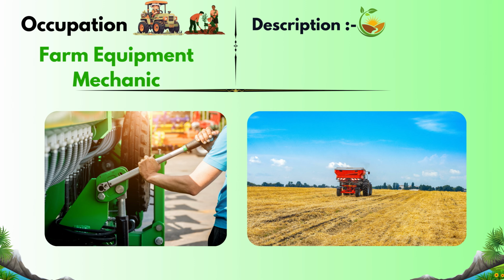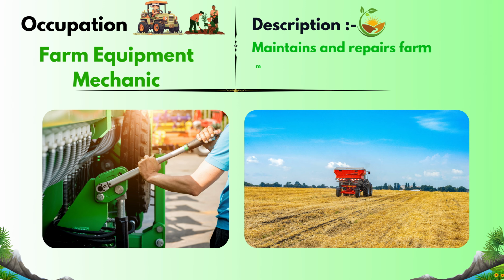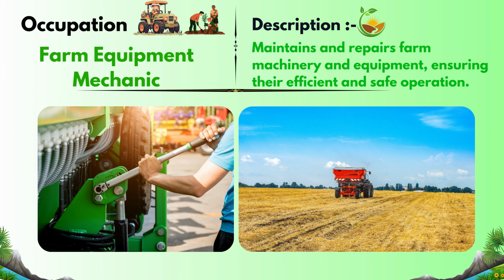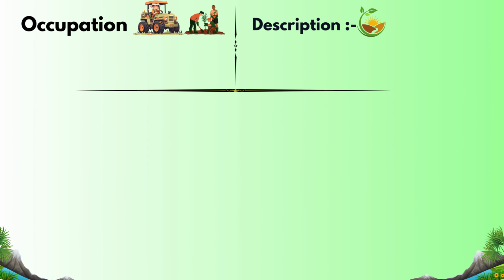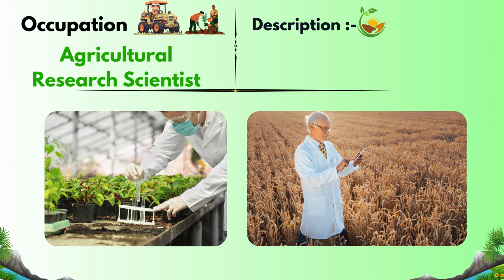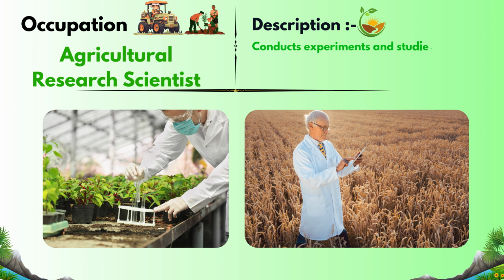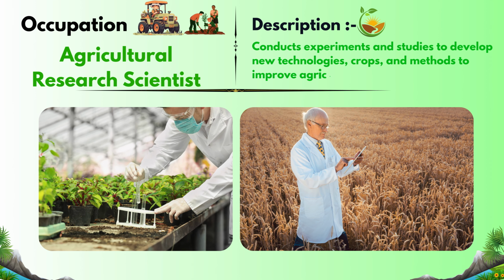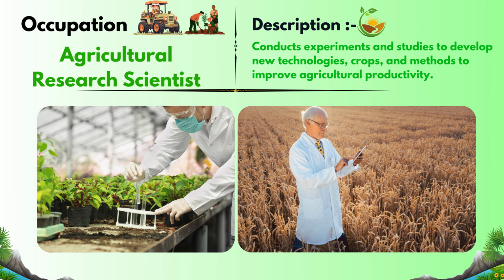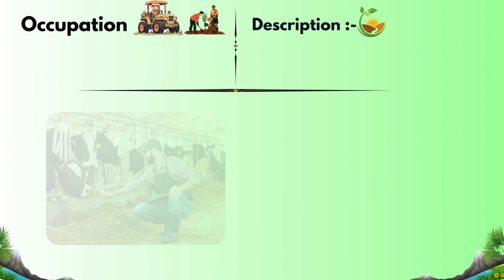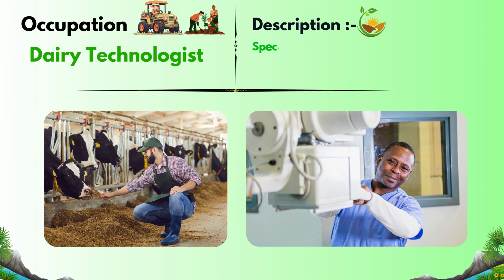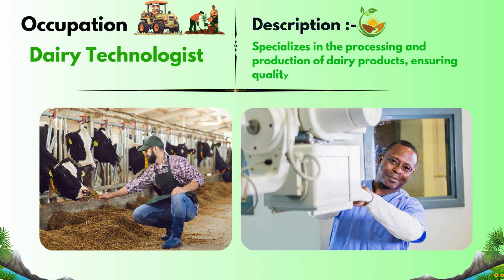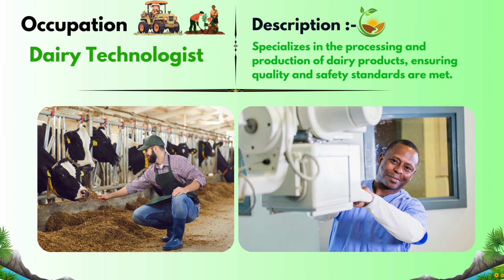Farm equipment mechanic maintains and repairs farm machinery and equipment, ensuring their efficient and safe operation. Agricultural research scientist conducts experiments and studies to develop new technologies, crops, and methods to improve agricultural productivity. Dairy technologist specializes in the processing and production of dairy products, ensuring quality and safety standards are met.